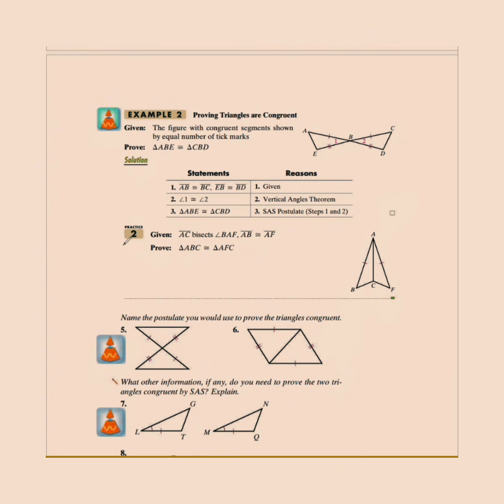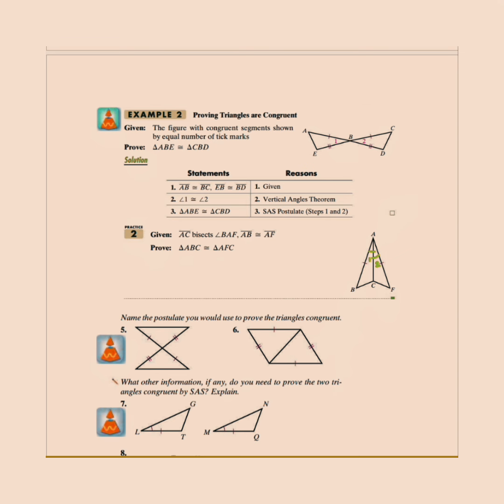Let's take a look at an example. Line segment AC bisects angle BAF. So let's see where our angle BAF is. BAF is this angle. If it is bisecting, what does the word bisecting mean? It is dividing this angle into exact two halves. So I can write here angle 1 and angle 2.